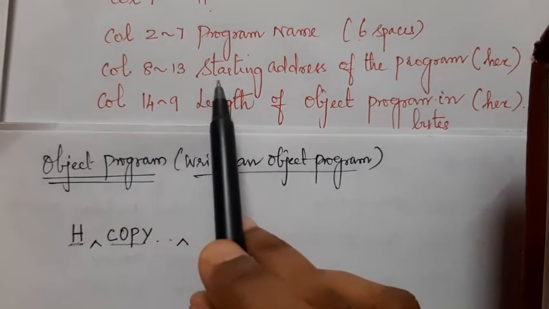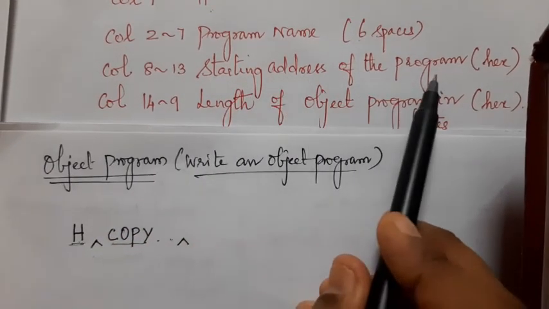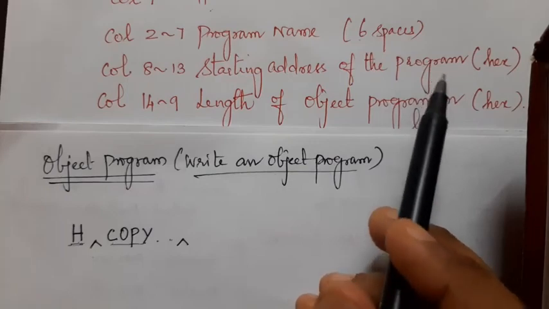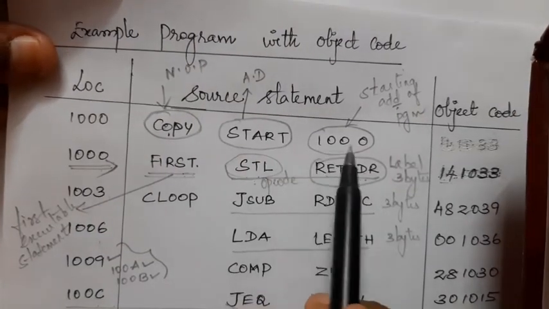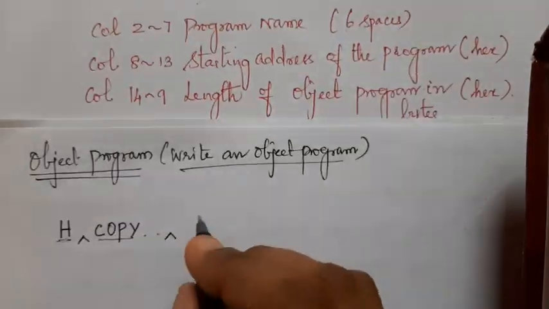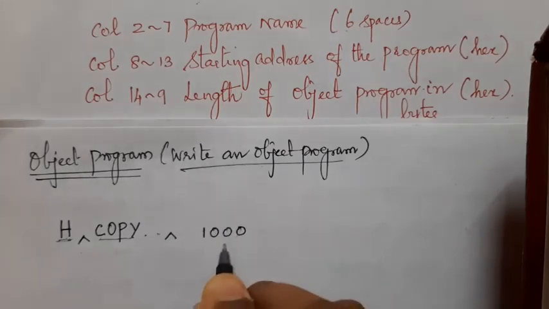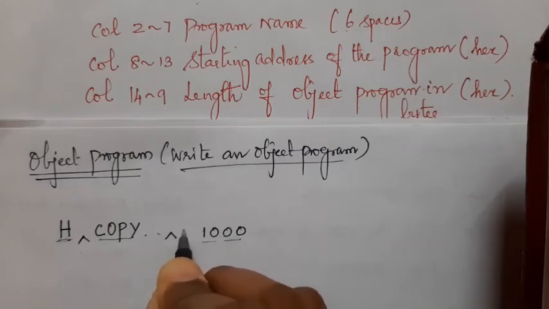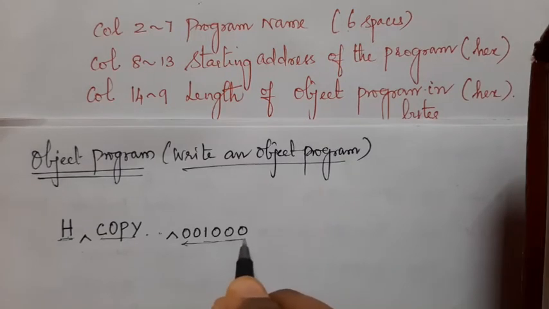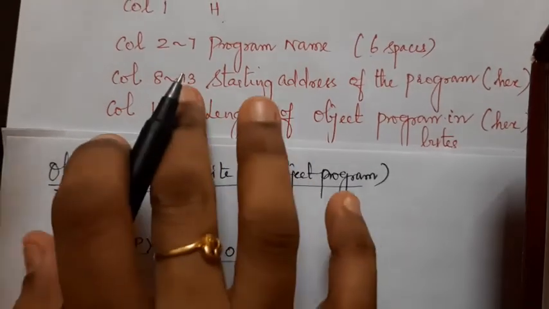What is it giving? The starting address of the program. So, what is the starting address of the program? The starting address of the program is 1000. So, write here 1, 0, 0, 0, 1000. It occupies 4 spaces and you have to prefix 2 zeros. So, now totally it occupies how many spaces? 6 spaces.